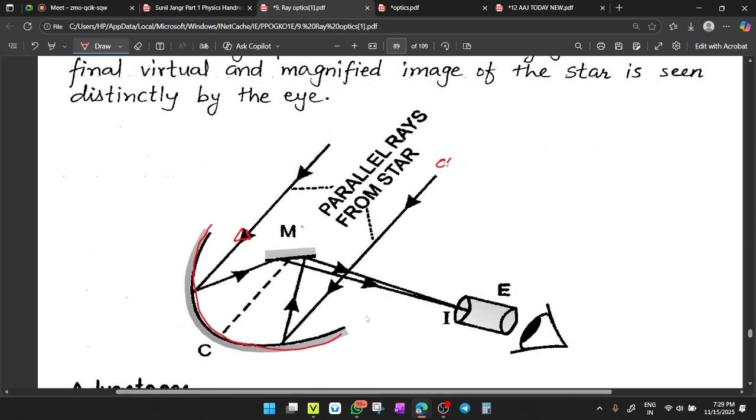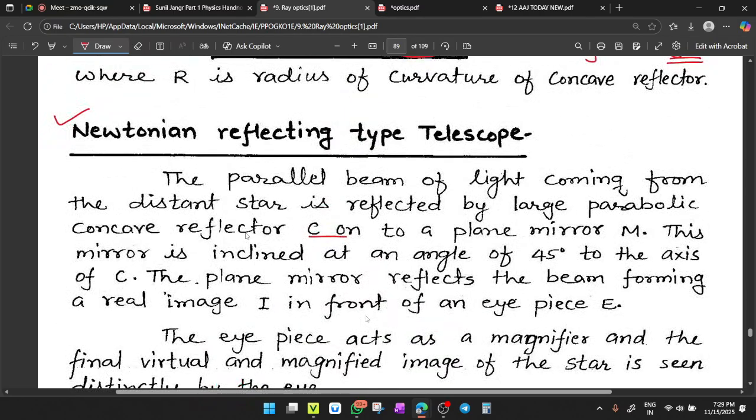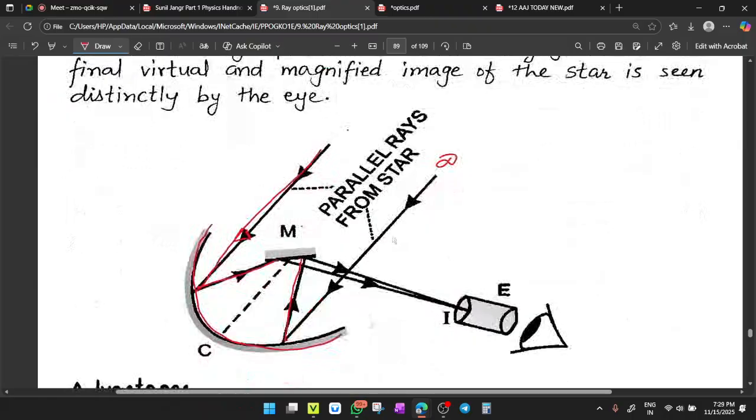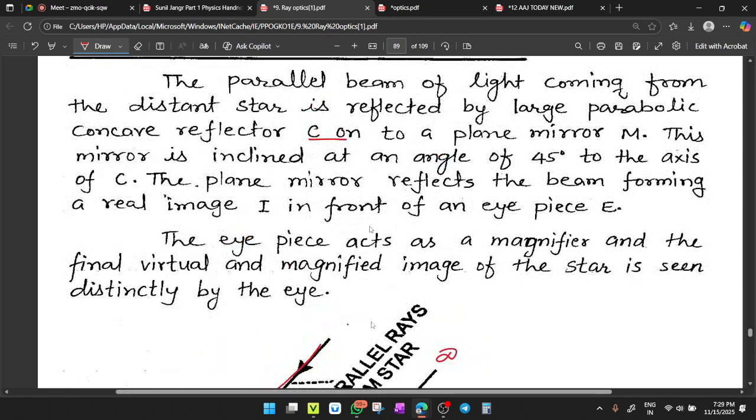The parallel rays coming from a distant star get incident on the mirror and they are reflected, obviously, toward the focus of this parabolic concave reflector, to a plane mirror. Now there is a plane mirror. After striking the plane mirror, these rays get bent using the principle of reflection, to the plane mirror M.